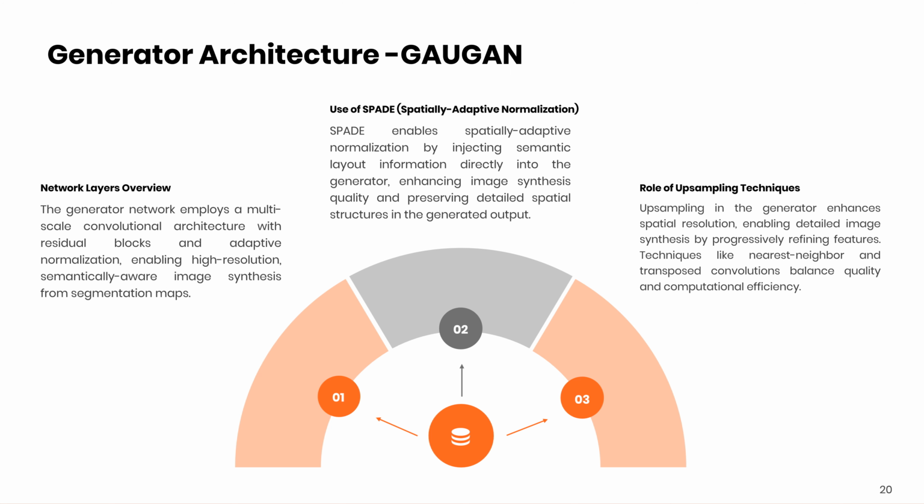Evaluation of these systems benefits from modern metrics. Fréchet inception distance and kernel inception distance quantify distributional similarity to real images, while perceptual similarity metrics like LPIPS assess texture and detail fidelity. In segmentation-to-image tasks, researchers also look at semantic consistency metrics and, when possible, human judgments to capture perceptual realism.